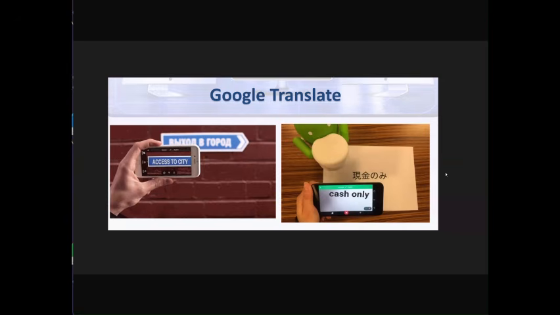So this is deep learning: the ability for the algorithm to learn advanced things like Google Translate. You just point your phone, and it translates whatever language it is to the language that you want it to be.